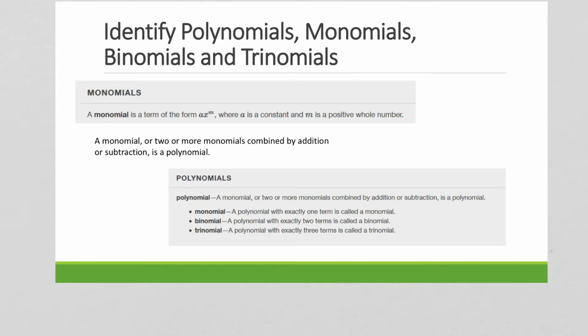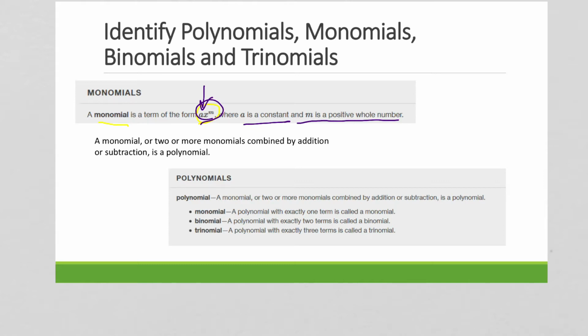So a monomial is a term of this form right here. And A is a constant. So the number in front of it is a number, okay? It could be a positive or a negative whole number, fraction, decimal. And it says here that the exponent, which is m, is a positive whole number, okay?